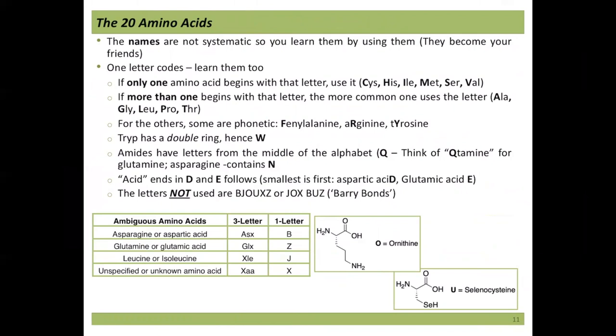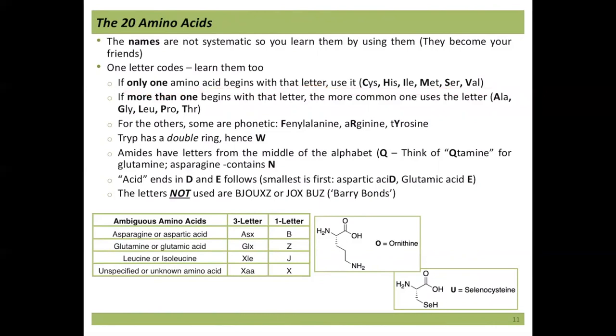So the names of the 20 amino acids are not systematic, meaning they don't have a pattern. It is really just memorization. They have a 3-letter code, which is somewhat related to the name, and then they have a 1-letter code. Now, there's 20 amino acids. Not all of them start with different letters, and so some of them have 1-letter codes that don't necessarily match up to their name. So if only 1 amino acid begins with that letter, such as cysteine, histidine, isoleucine, methionine, serine, and valine, then that is used.